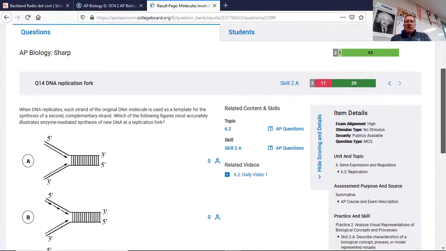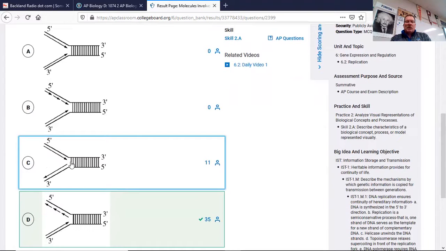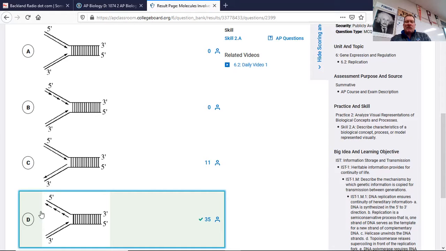And again, a little struggle here on the replication fork. The popular answer was here, but look at those arrows. Where are my Okazaki fragments? Here I'm building normally, 5' to 3'. Here as I build 5' to 3', I'm going in the opposite direction of the fork, so that's my Okazaki fragments.